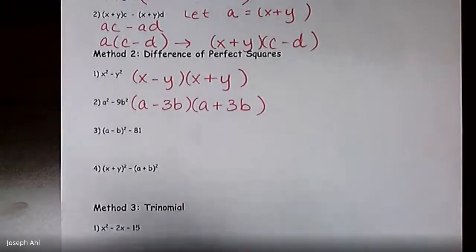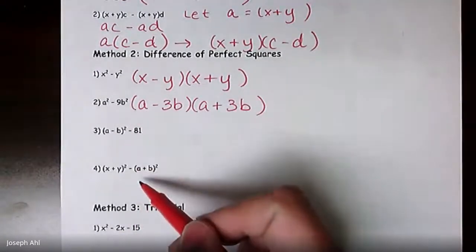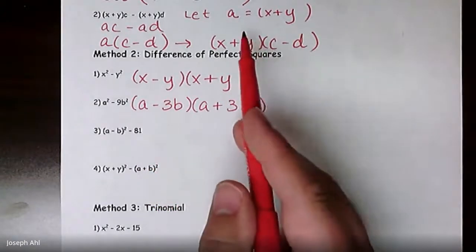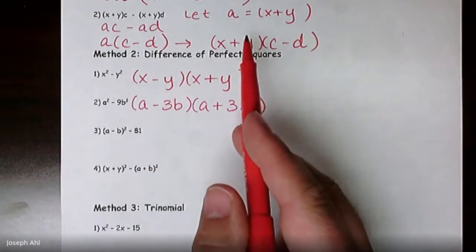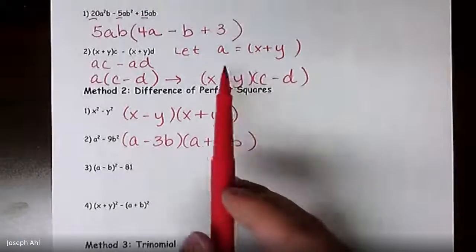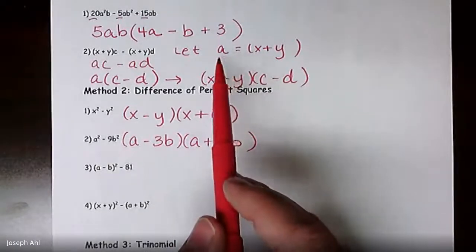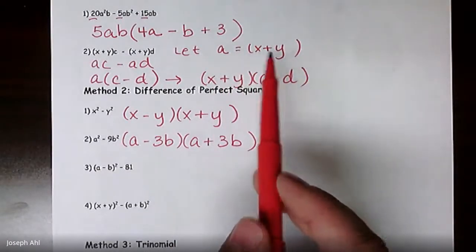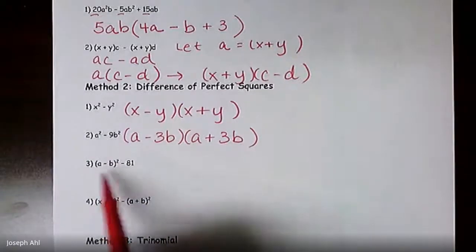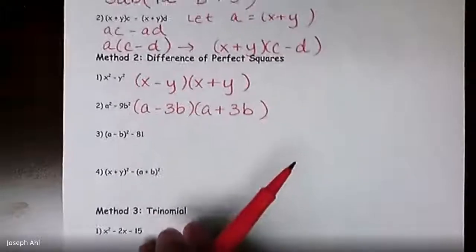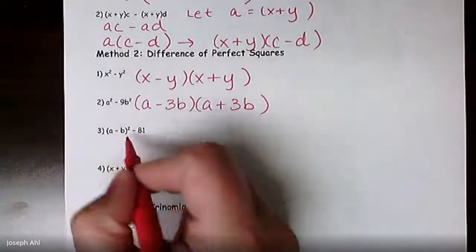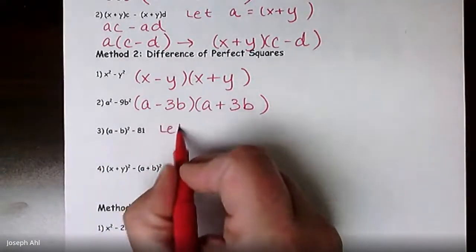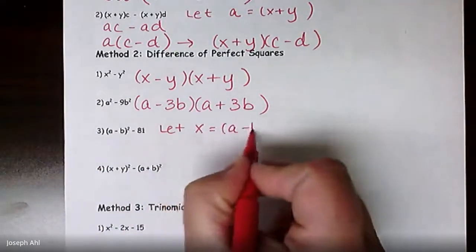For number 3 and number 4, these might be good examples to consider that dummy variable technique we did up in number 2 over here. Notice how I use the variable a, by the way, up here. I didn't want to say let x equal x plus y. That gets really confusing. Down here you could say, let x equal a minus b, the quantity a minus b.